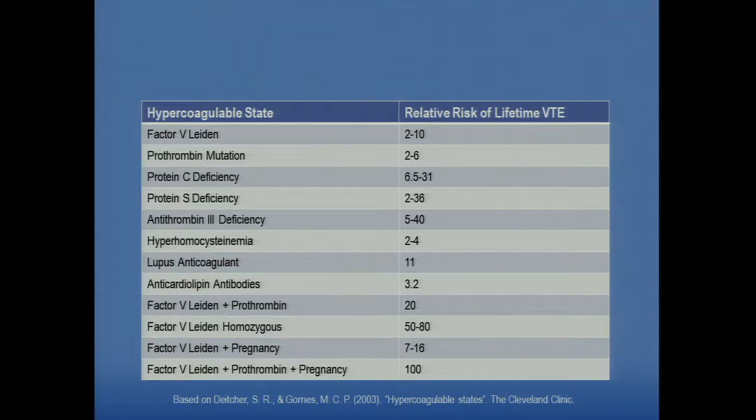What if you look at factor V Leiden and prothrombin and pregnancy? 100 times. Your relative risk is 100 compared to somebody just walking around in the general population. So you can see that as you accumulate more and more of these inherited risk factors, your chances of having a clot go up. Now, what we don't know here is how do clinical risk factors also increase this? So we looked at one, we looked at pregnancy because that's an easy population to study. But what about someone with varying degrees of obesity or someone with an underlying inflammatory disorder? These are hard things to quantify, and it makes decisions difficult for these patients.